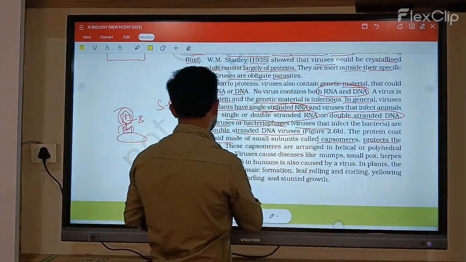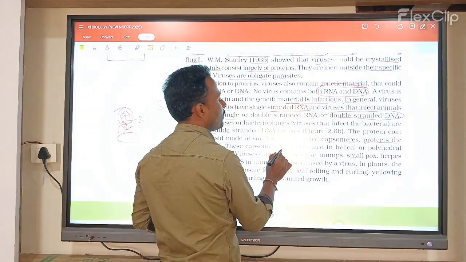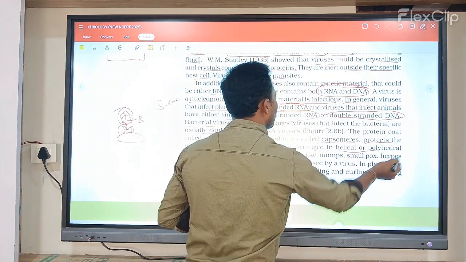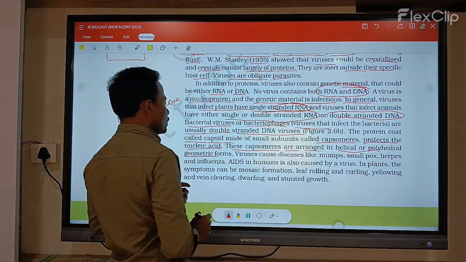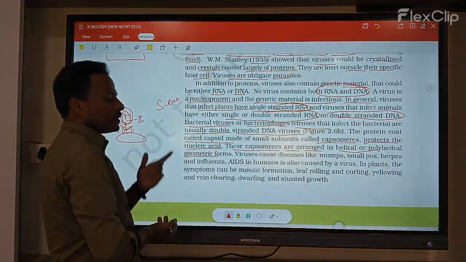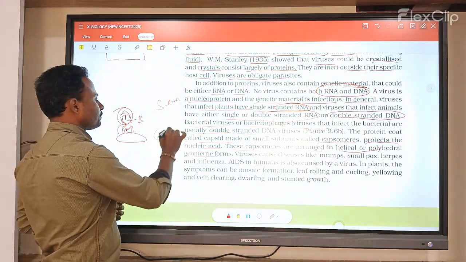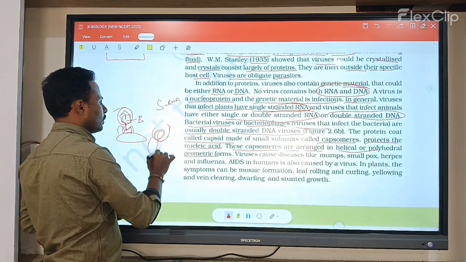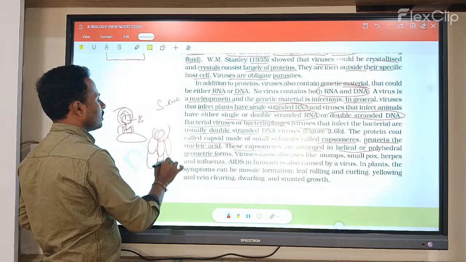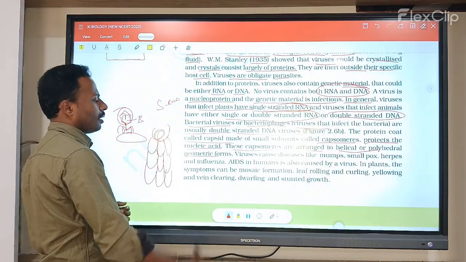The capsomeres, together with the nucleic acid, are arranged in helical or polyhedral forms. You see this mostly in members like TMV, where the capsids or capsomeres form these structures.